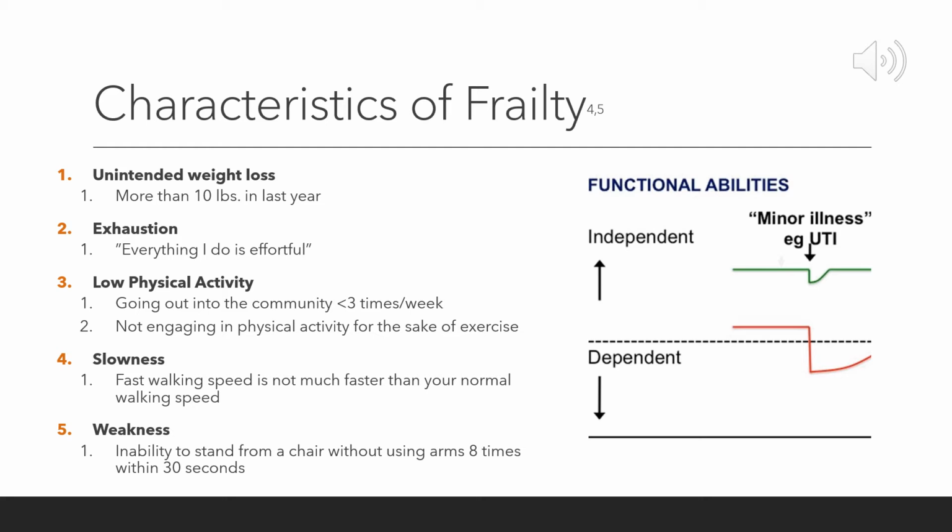Number 4 includes slowness, which is described as your fast walking speed not being that much faster than your average walking speed. And number 5 is weakness, and this can be quantified as the inability to stand from a chair without using your arms 8 times within 30 seconds. If you identify yourself with 2 or more of these characteristics, you could be frail or at risk for frailty.